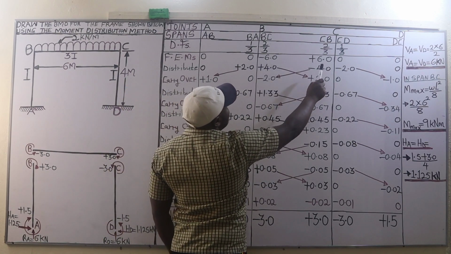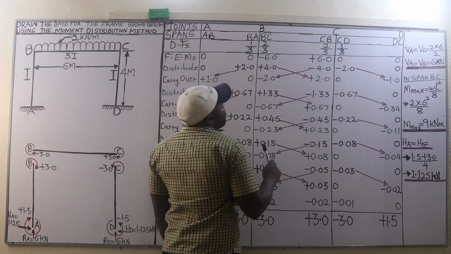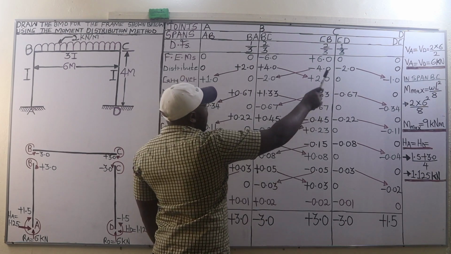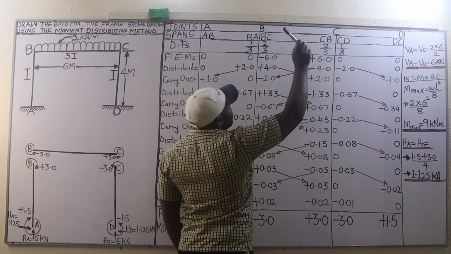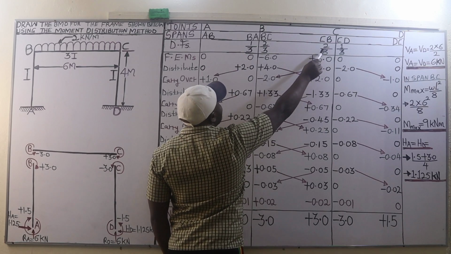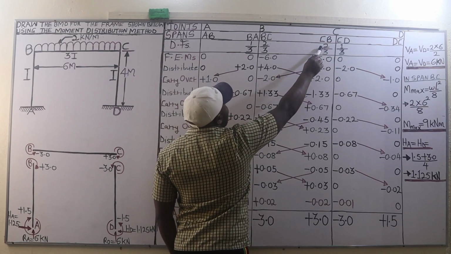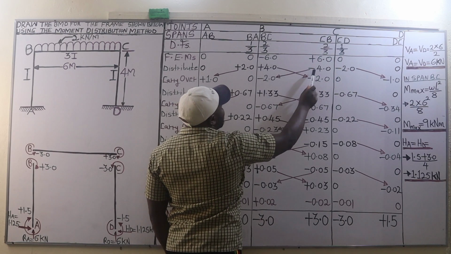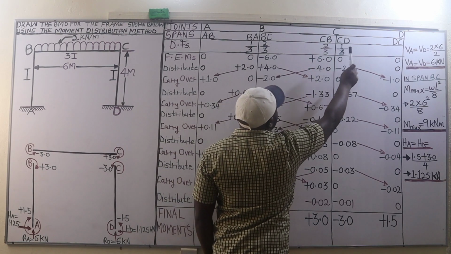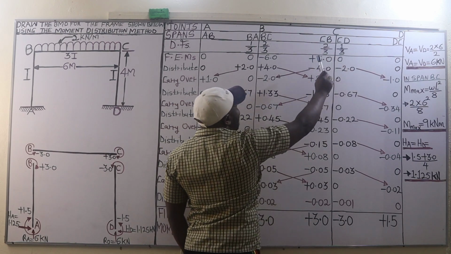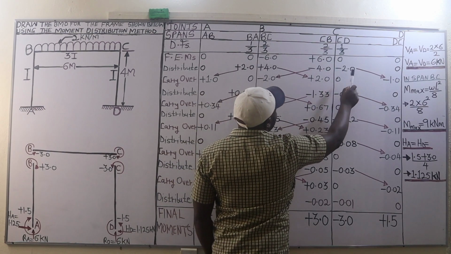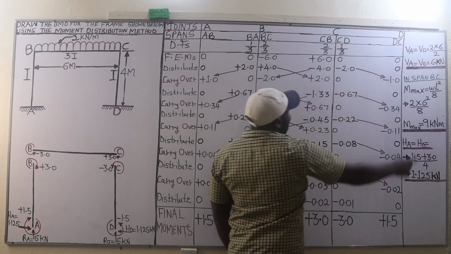So on member CB, we are going to distribute this -6 using the distribution factor of 2/3. So this is going to be 2/3 multiplied by -6, which is -4. On member CD, we got a third multiplied by -6, which is -2. Then on member DC, we got zeros.